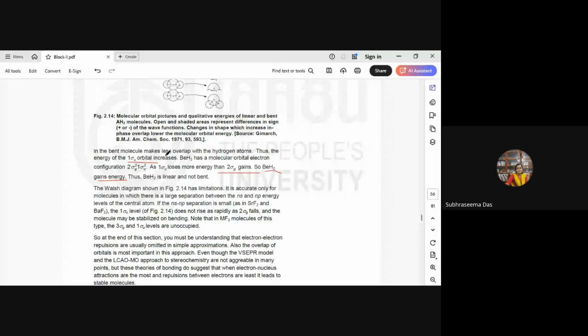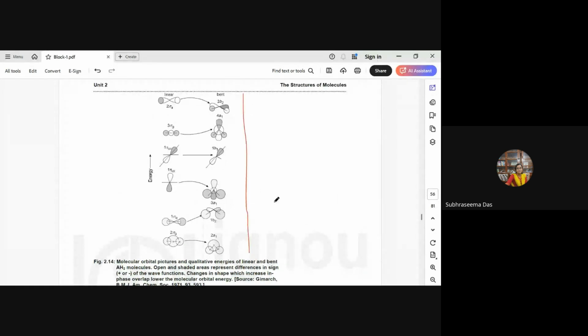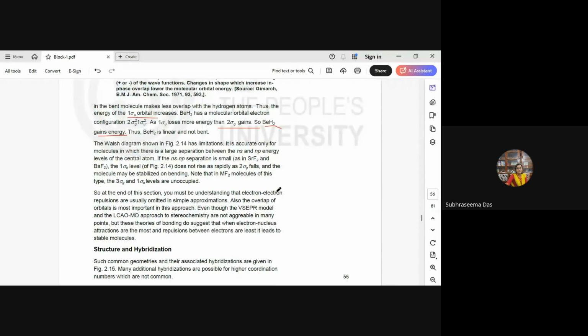Although these are the Walsh diagrams, they are associated with certain limitations. They are accurate only for molecules in which there is a large separation between the ns and np energy levels of the central atom. If the ns and np separation is small, then the σu level does not rise as rapidly as the σg falls, and thus exact calculations cannot be made, or the signs, positive and negative, cannot be predicted.